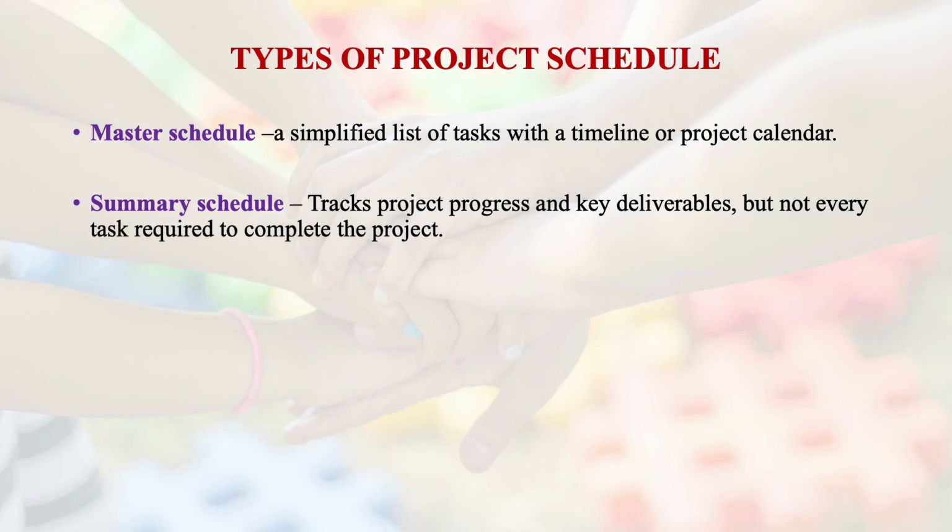On the other hand, we also have another type of project schedule which is called summary schedule, which tracks project progress and key deliverables, but not every task required to complete the project. So you can put some macro kind of work schedules in this particular summary, where major activities are listed, right? And the project manager, or maybe the CEO of the company may only be interested in how various projects are doing and what stages they are at. They may not be interested in the master schedule.